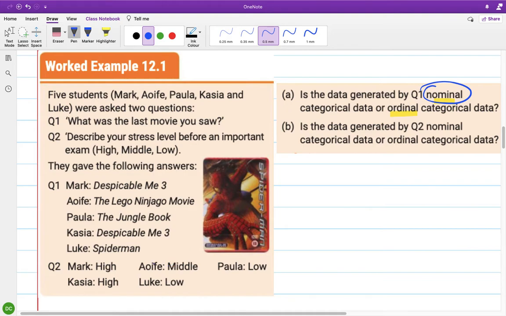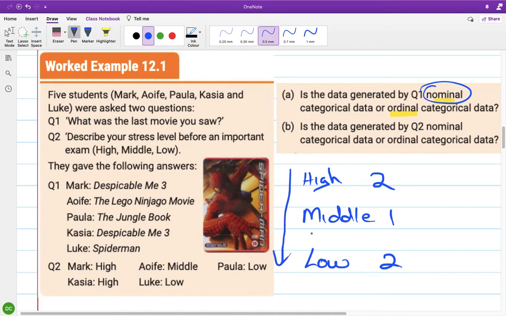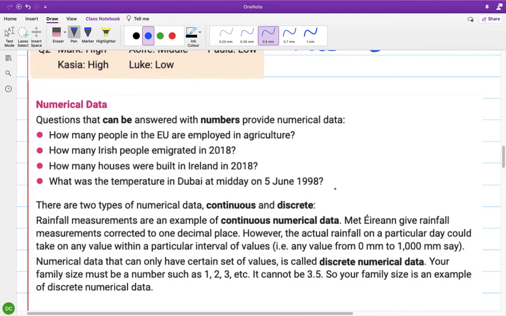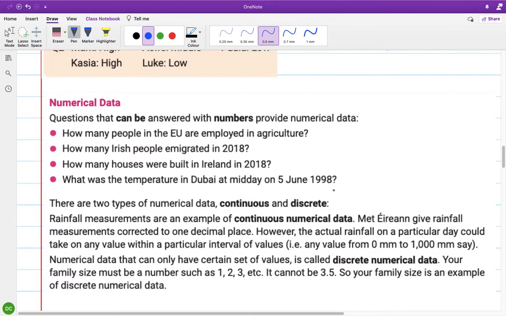And now, if I wanted to list that data, I'd say high, I had 2 students. Middle, I had 1 student. Low, I had 2 students. I do it with an order. You might go low, middle, high, but I doubt anybody would go middle, high, low. Okay, there is an order to it, so that's ordinal categorical data.